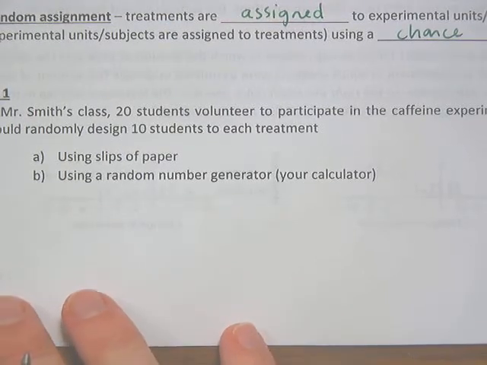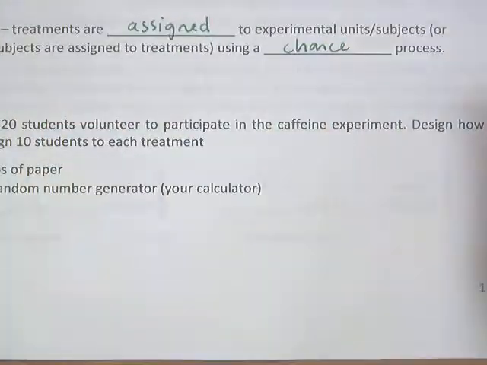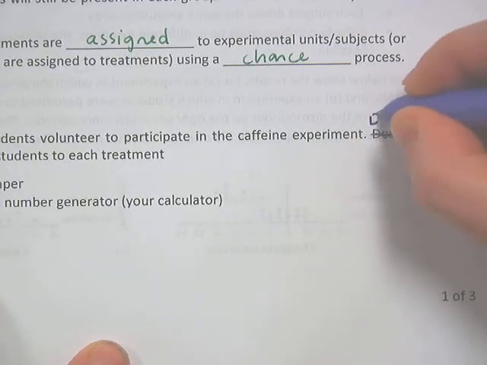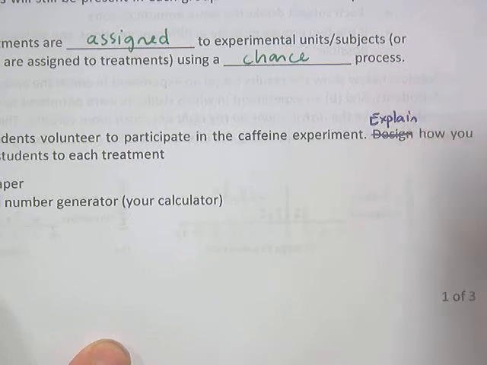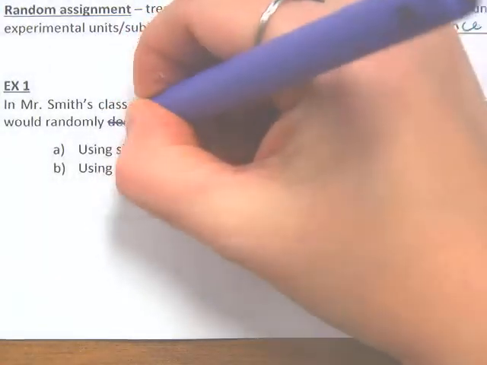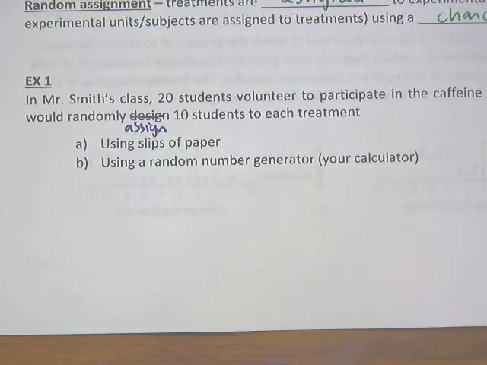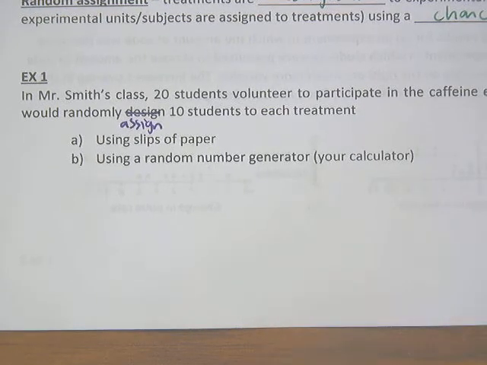Here's an example. In Mr. Smith's class, 20 students volunteered to participate in the caffeine experiment. Design how you would randomly, I think this should say explain. Explain how you would randomly design, that should say assign. Good Lord. 10 students to each treatment. Apparently I really liked the word design that day.